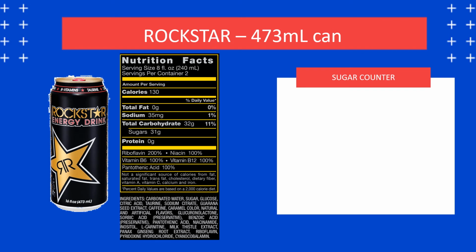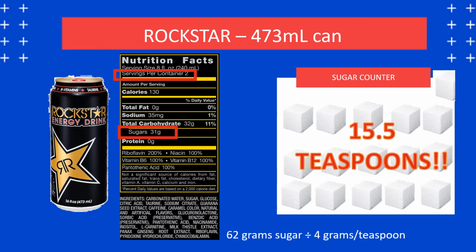So last but not least, we've got the Rockstar Energy Drink. We got a 473 ml can. If some of you have been paying close attention, you'll notice that there are 2 servings per container. So this is actually half of the nutrition facts that you would get if you drank the whole thing. We're going to have to double that sugar content of 31 grams to 62, which amounts to 15.5 teaspoons of sugar, which is a lot of sugar.